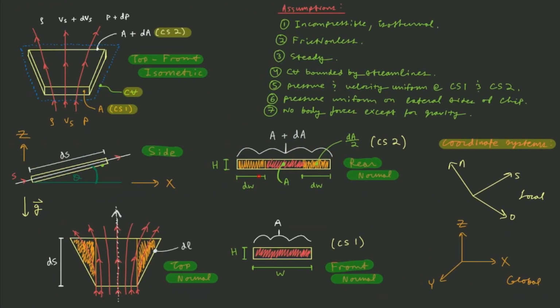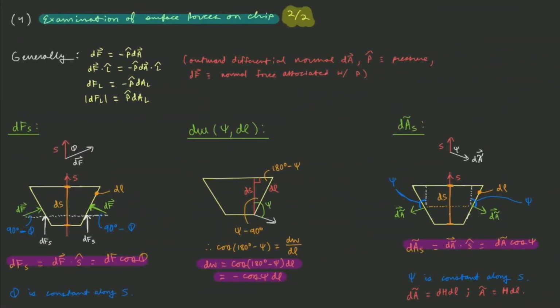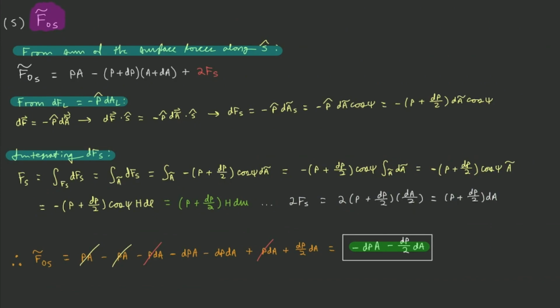HdW is dA over 2. So we have dA over 2, dA over 2. Now we can multiply by 2, and what do we get? We get (P plus dP over 2) times dA. 2Fs is equal to (P plus dP over 2) times dA. Now this is really powerful because now we have our F tilde OS: PA minus PdA minus dPA minus dPdA plus PdA plus dP over 2 dA.